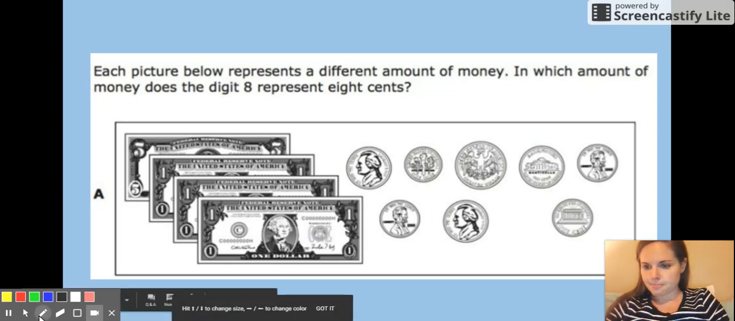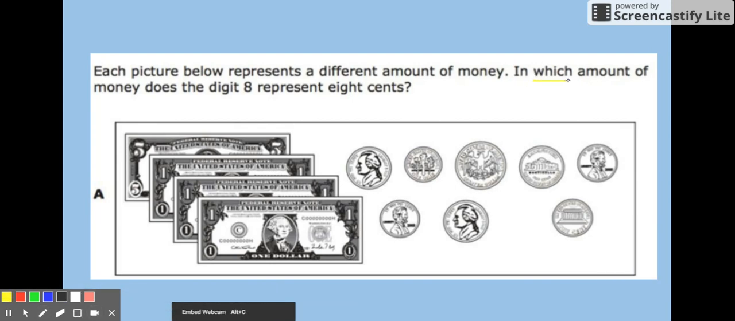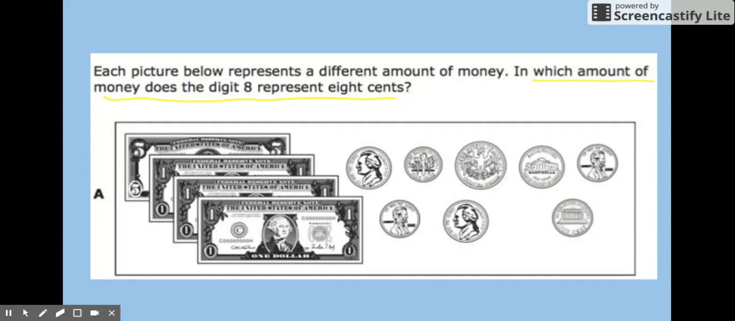Okay. The question was, in which amount of money does the digit 8 represent 8 cents? Well, it obviously wants us to find an 8 cents in there. Let's just go ahead and count our money and we're going to see what we can come up with. Maybe that will help us understand what they're asking for.